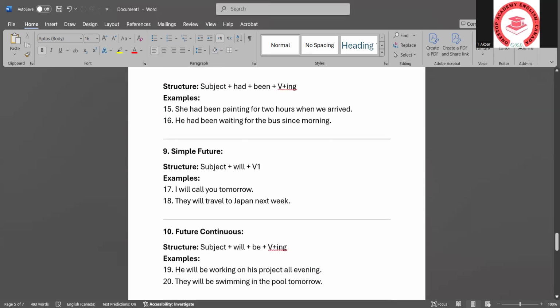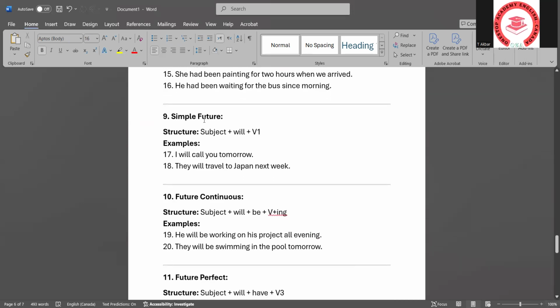Number 9, simple future. Structure is subject plus will plus first form of the verb. Examples are I will call you tomorrow. They will travel to Japan next week.